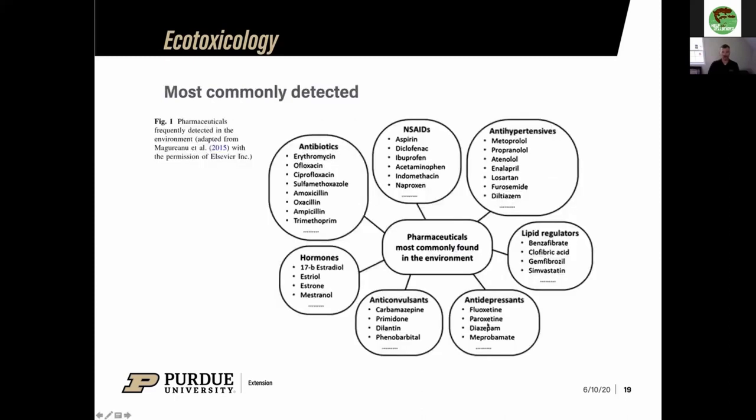So what you're seeing here is just some of the most commonly detected pharmaceuticals when we go out and sample the environment. And you see a broad range of these things, including antibiotics, antihypertensives, lipid regulators, hormones from things like birth control pills. So again, many of these chemicals that we are putting into our bodies are ending up in the environment. Okay, but what concentrations are there? Are these just really low detection levels?